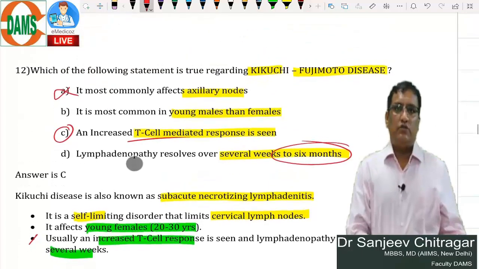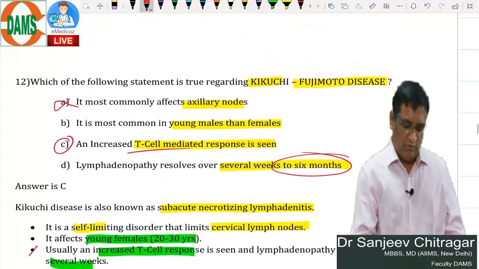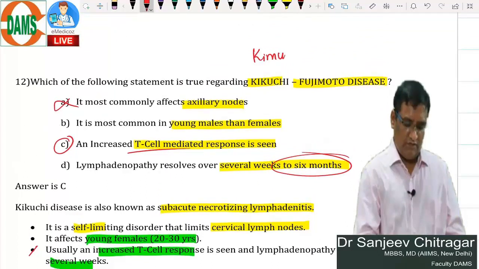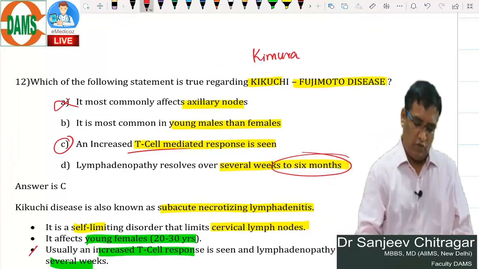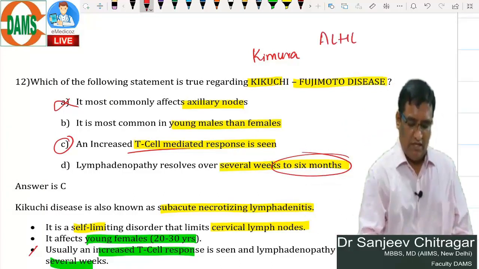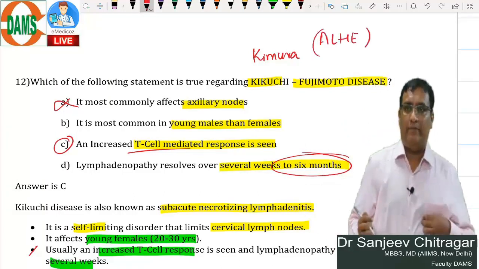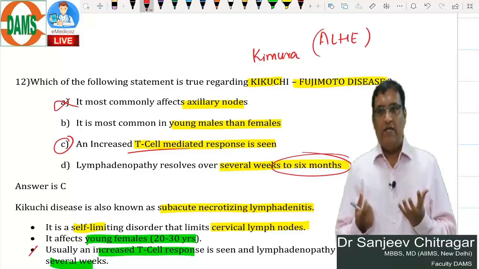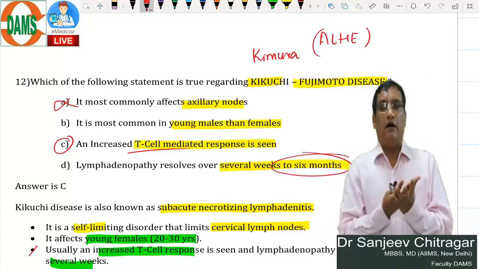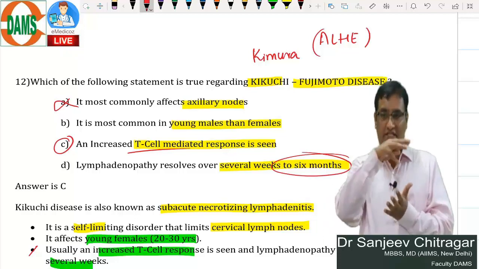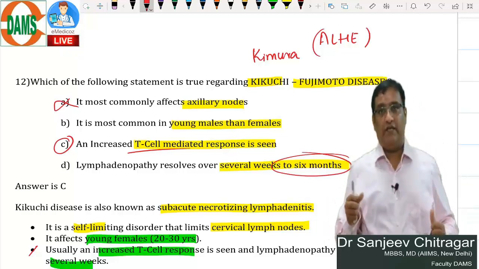Right. So similar to Kikuchi, there is one more disease called Kimura's disease. What is this Kimura's disease? Kimura disease is also a lymphadenitis, also sometimes called ALHE, angiolymphoid hyperplasia with eosinophilia. So there will be a blood vessel in the center of the lymph node. There will be hyperplasia of this blood vessel as well as lymphoid hyperplasia with eosinophilia, Kimura's disease.